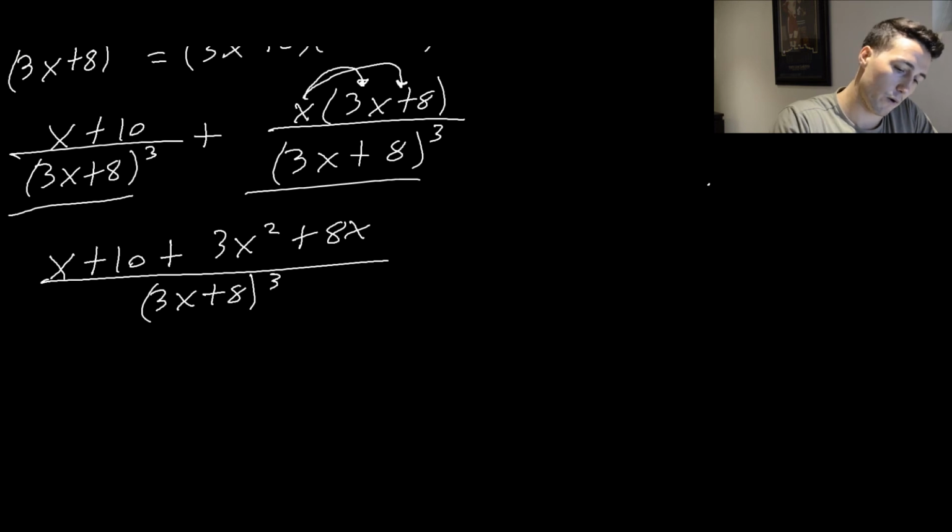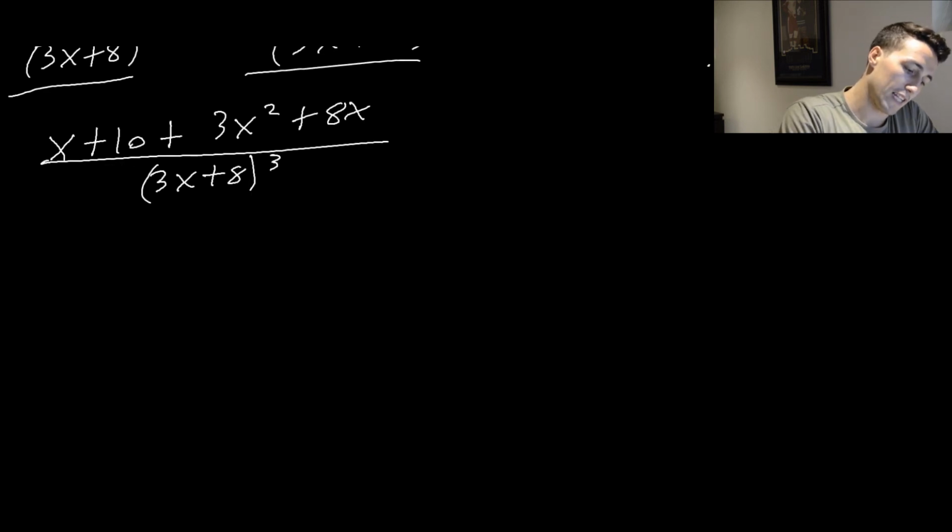And now, if we collect like terms, and I'm going to put this 3x squared to the front of the expression. So 3x squared plus, let's collect like terms. We have an 8x here and an x over here. So 8x plus x is going to give us 9x. And then finally we just have plus 10.